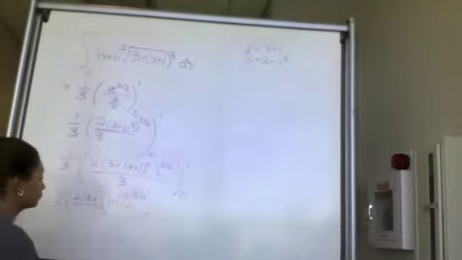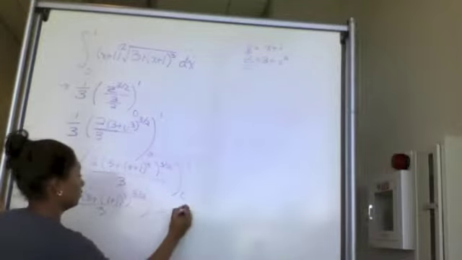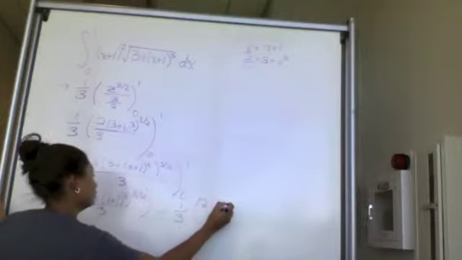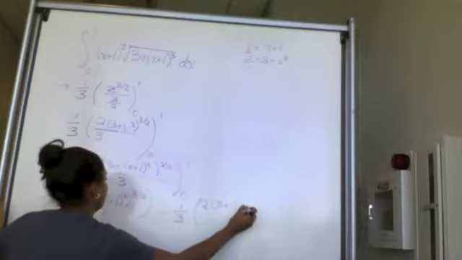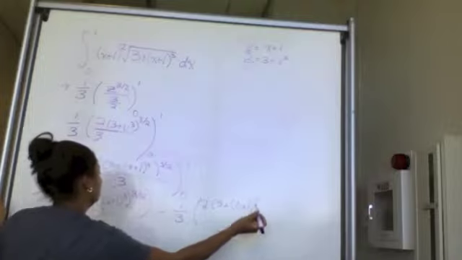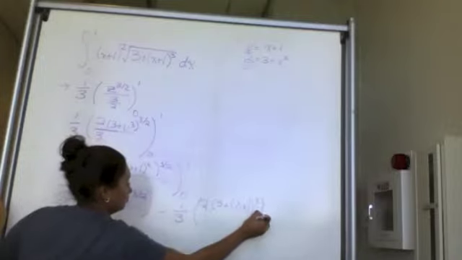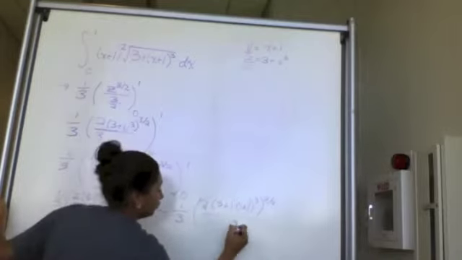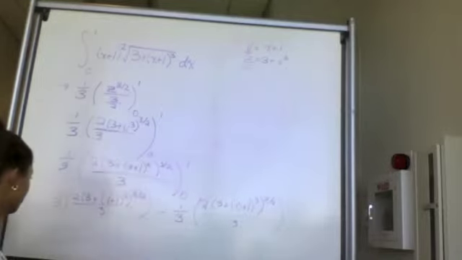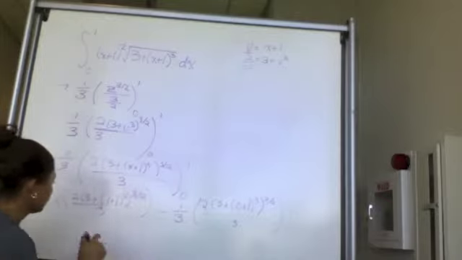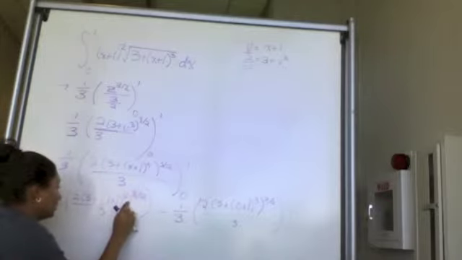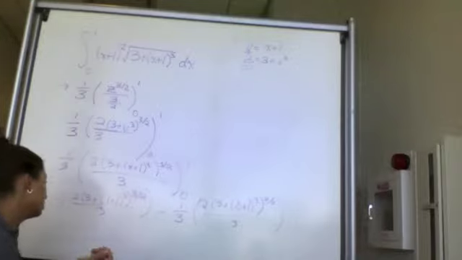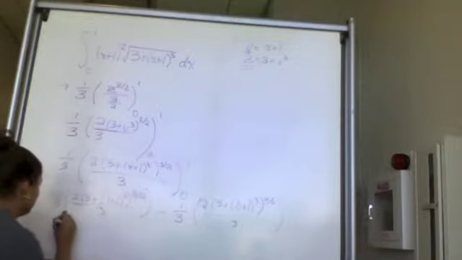So we have 1/3 times 2 times 3 plus 1 cubed to the 3/2 power over 3, minus 1/3 times 2 times 3 plus 0 plus 1 cubed to the 3/2 power all over 3. And when we work this out, we have 2 cubed, which is 8. So 3 plus 8 is 11. And let me just simplify this a little bit.